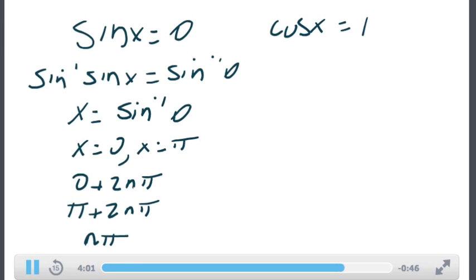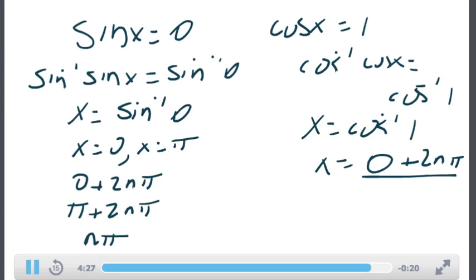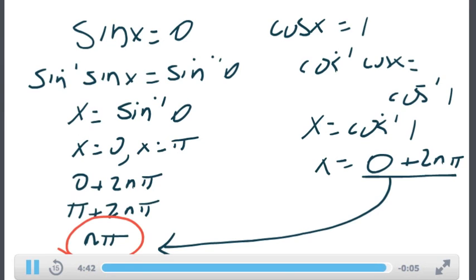Cosine x equals 1, well, that happens at one place. That's when cosine inverse cosine x is equal to the cosine inverse of 1. So x is equal to the inverse cosine of 1. So that says x is equal to 0. General solution, so we have 2n pi. But notice that this is contained in these solutions. So the cosine x equals 1 doesn't give us any more solutions than we already have within pi. So our final answer for this one is just n pi.